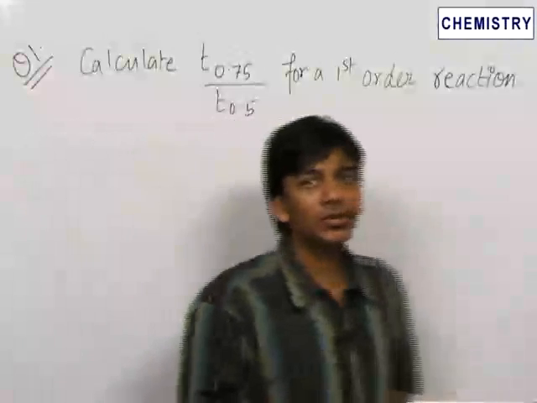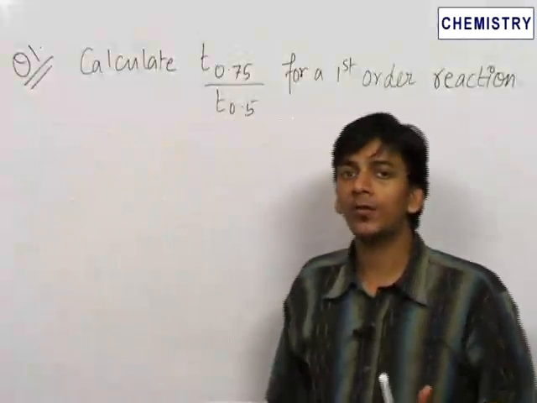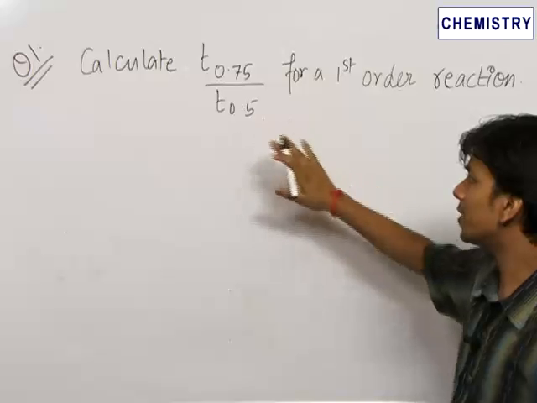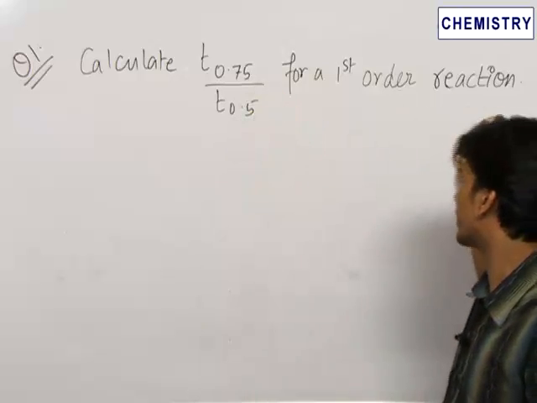The next chapter that we deal with in chemistry is chemical kinetics. This chapter is a pretty simple chapter if you remember all the formulas carefully and you can interpret data properly. So this is the first question. We need to calculate T0.75 upon T0.5 for a first order reaction.